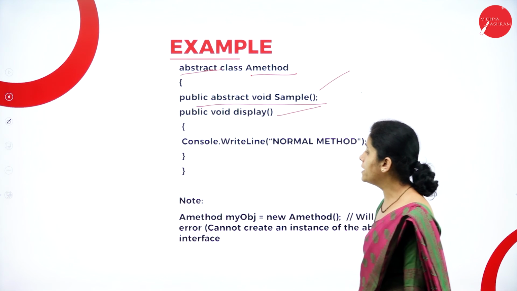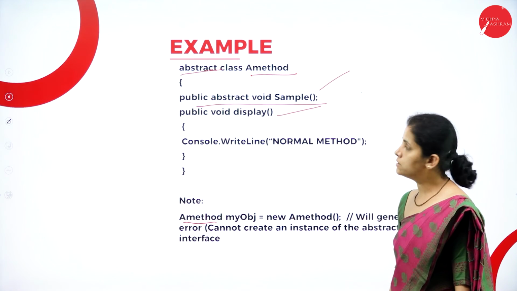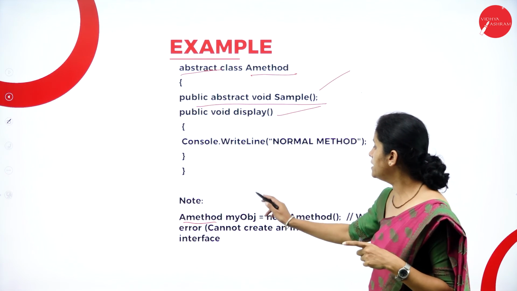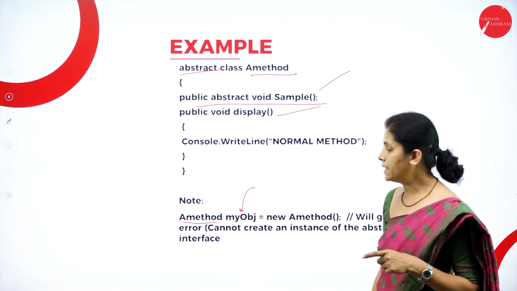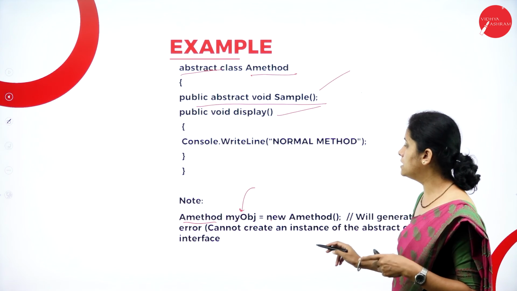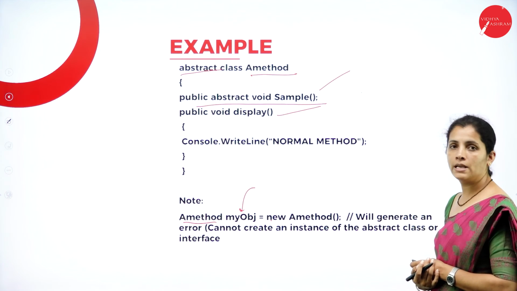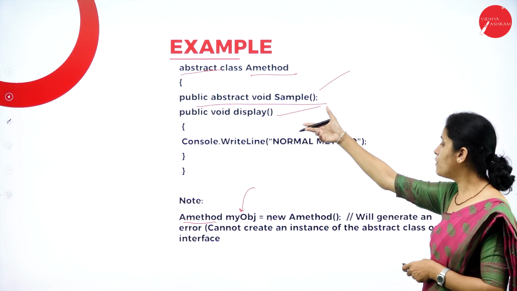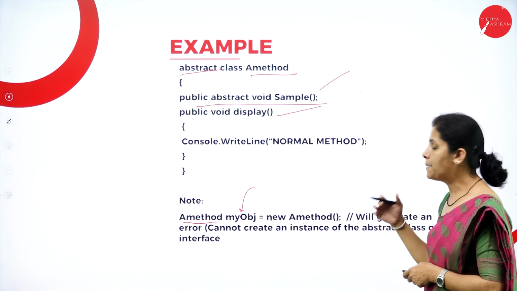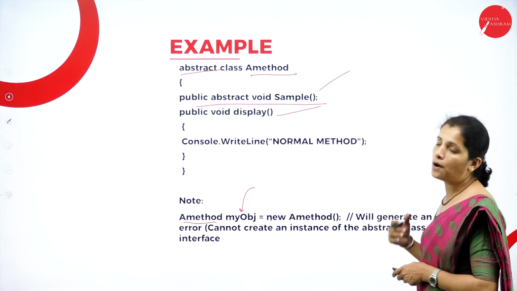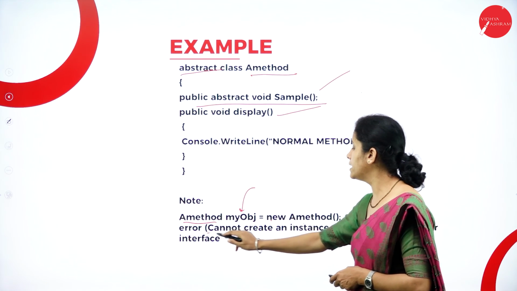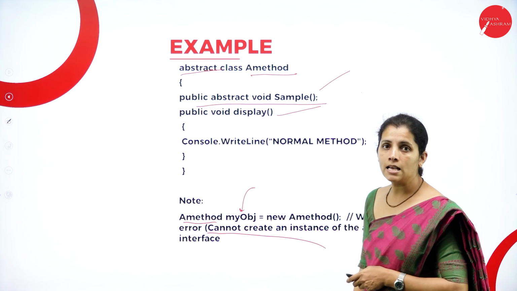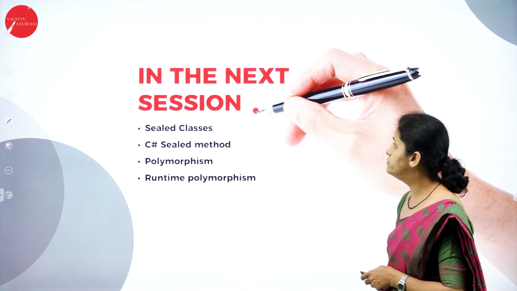Now, suppose I create an object for AMethod. What is AMethod? It is my abstract class. If I create the object, that is new AMethod, then I'm going to get an error message, because for an abstract class, as well as for an interface, I'm not able to create the object. For that reason, I'm going to get the error message. That means for an abstract class, we are not able to create the object.